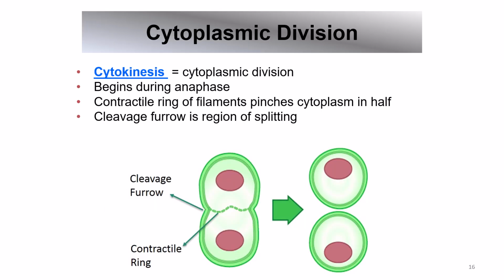Cytokinesis is a cytoplasmic division, meaning the pinching of the cell until it's going to separate into two. It actually begins during anaphase. So here we have these special actin filaments, microfilaments, that act like a belt to then split the cell.